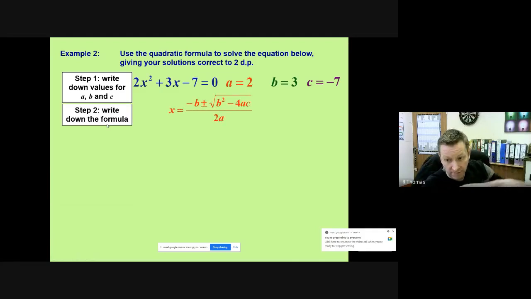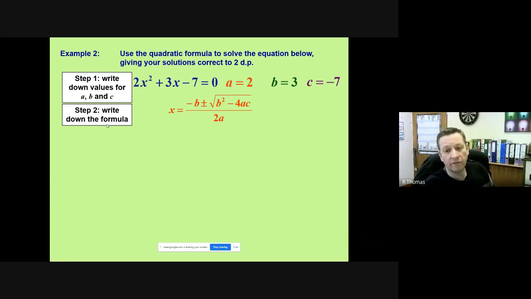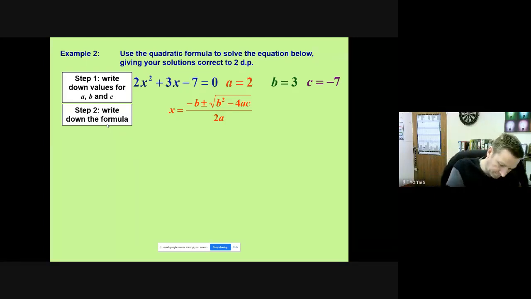Put it somewhere on a separate sheet of paper so you can always refer to it, or put it at the top of your sheet or on a post-it note. Get that written down now because you're going to do 4 or 5 of these for me today. And then, of course, you're going to need it for the quiz. So x equals minus b plus or minus square root b squared minus 4ac all divided by 2a.